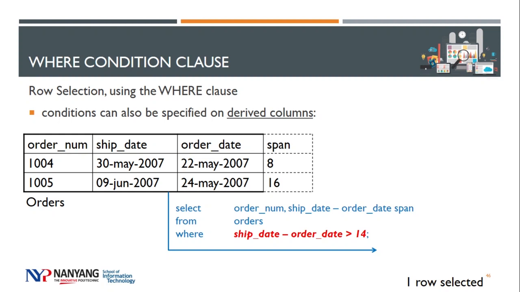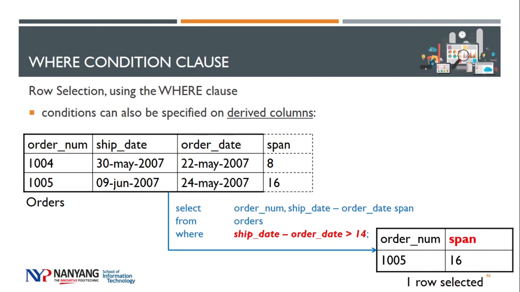Similarly, we select the order number and the shipment date minus the order date from orders, where the span is more than 14 days, meaning ship date minus order date is more than 14. In this case, you see that only order number 1005 is selected, as the span is 16, which is more than the 14 days, the criteria that is being set.